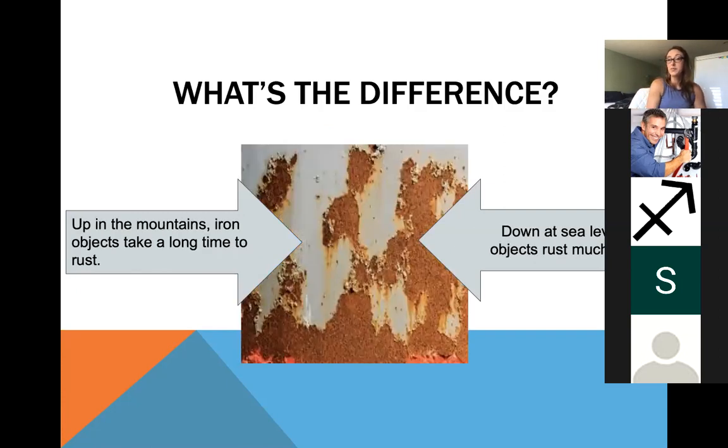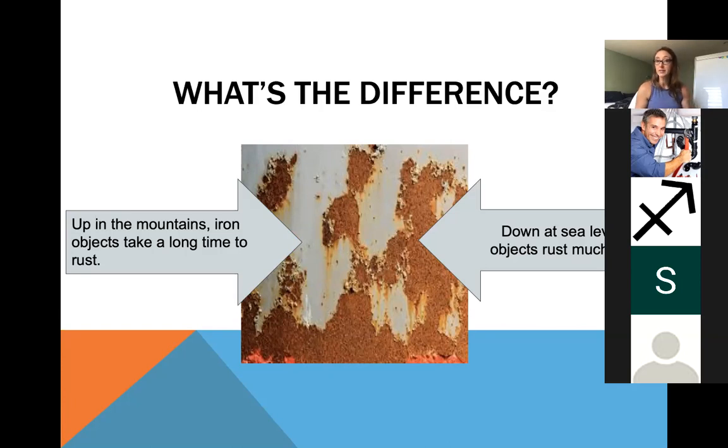Okay, next one. I know Mr. Anderson brought this one up in his video. What's the difference in rusting? I don't know if he brought it up in this context, though. Up in the mountains, iron objects take a really long time to rust, but down at sea level, objects rust much faster. So let's think, what's the difference between up in the mountains and down at sea level, and what's required for this rusting reaction?